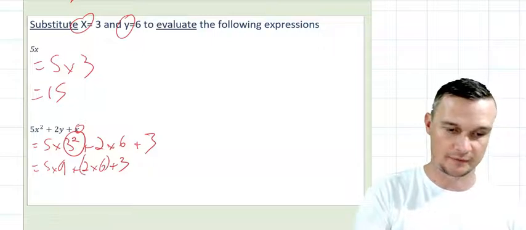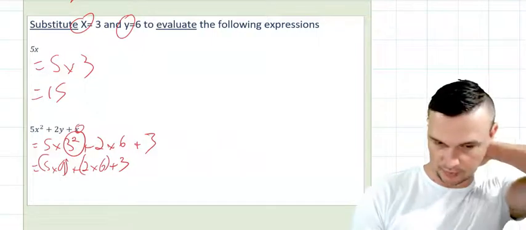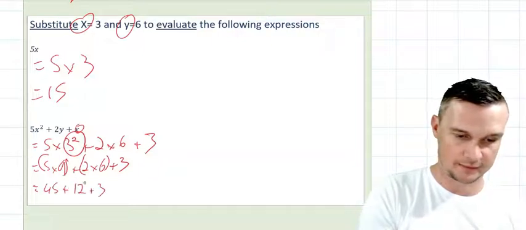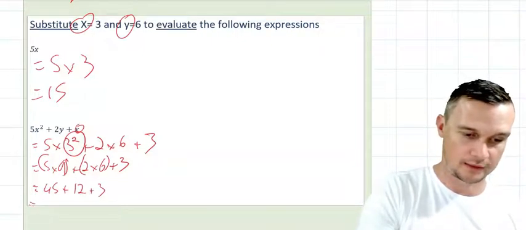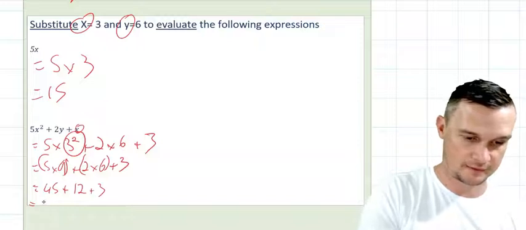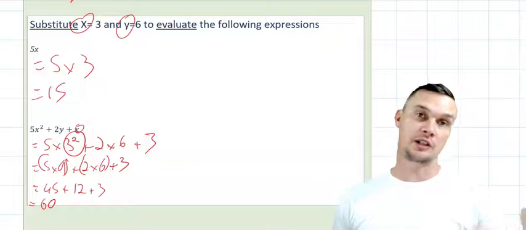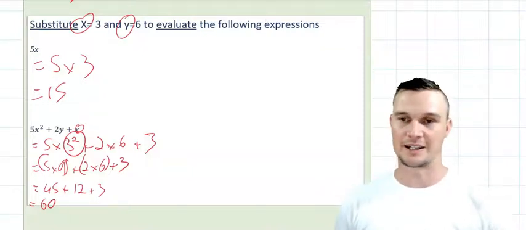I want to break this one down first. I have my two multiplications here, so I have 45 plus 12 plus 3, and then I can work through that, which is 60. Okay, so as I said, you substitute the value into the pronumeral, and then you evaluate to get your answer.